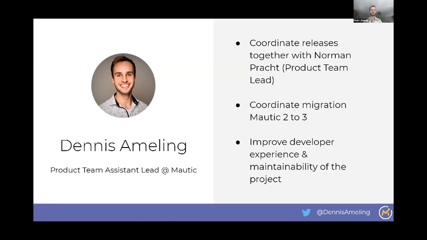Basically what that means is that I coordinate the releases. So if there's a new version with new features, I coordinate it together with Norman, who is the product team lead. Currently, we're in the process of releasing Mautic 3, which is the new major version. It's the first major version since 2016, so it's quite an exciting time currently. I'm preparing the migration process for that so that everyone can smoothly migrate to the new version, I hope.